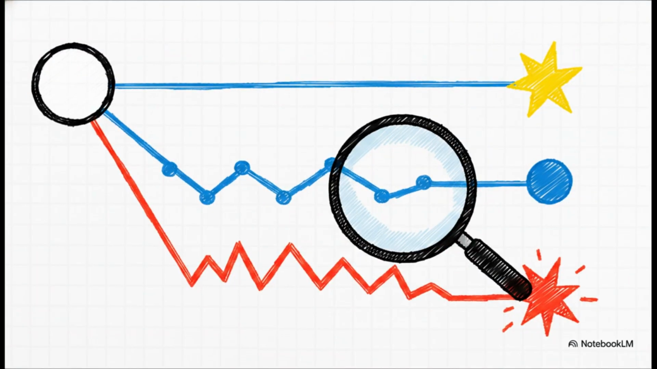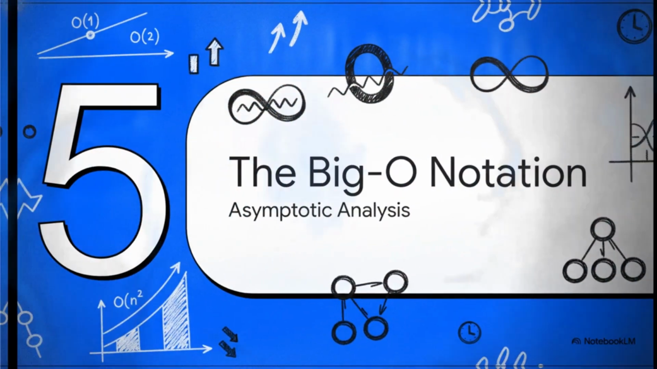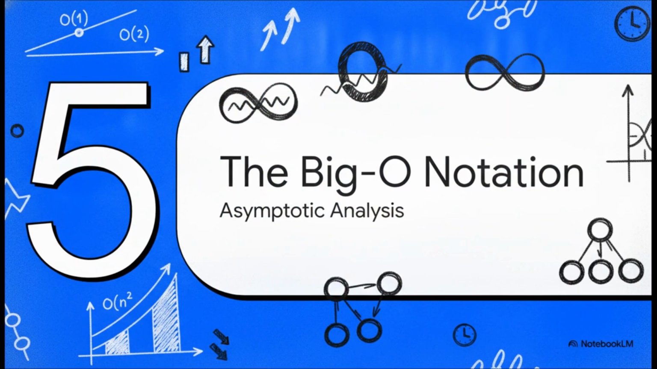Now, while a best-case scenario is obviously great, software engineers are highly focused on that worst-case scenario, the absolute maximum time required. Why? To ensure that when millions of users hit the system all at once, the program won't just completely freeze up on them. And finally, Section 5, the Big O notation, asymptotic analysis.